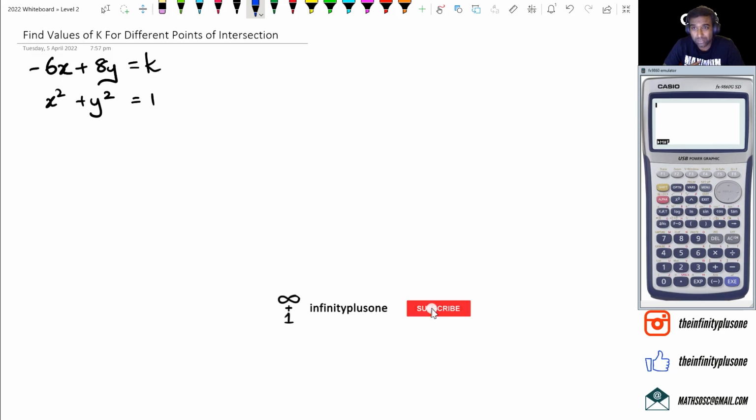Basically, I've taken one of the questions that a student actually sent me. What we've got here is a straight line and a circle. When I had a look at it, she said to find values of k so that there are 2 solutions, but I'm going to show you all 3 situations that could happen.